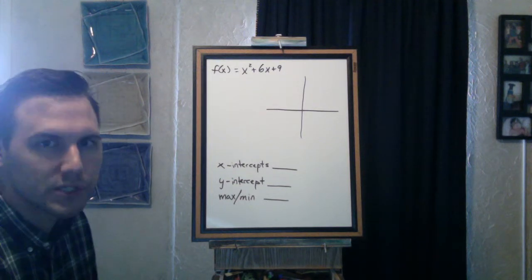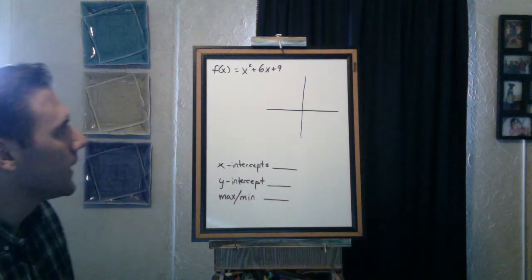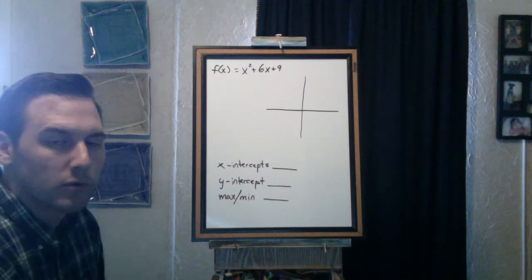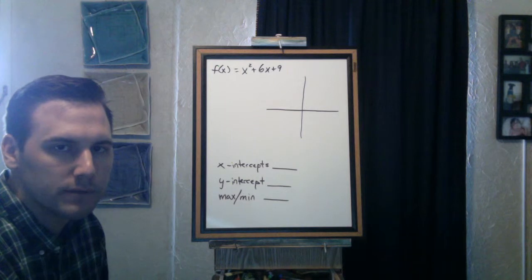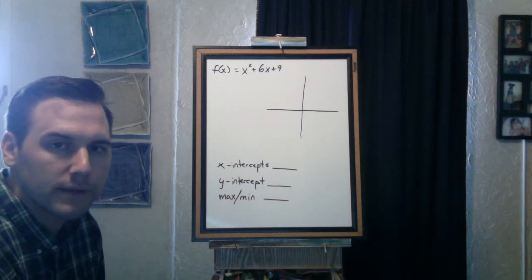We're going to look at the next question from outcome 4. This is question number 2. And our problem is very similar to the first one. It gives us a quadratic function. In this case, the equation is f of x equals x squared plus 6x plus 9.